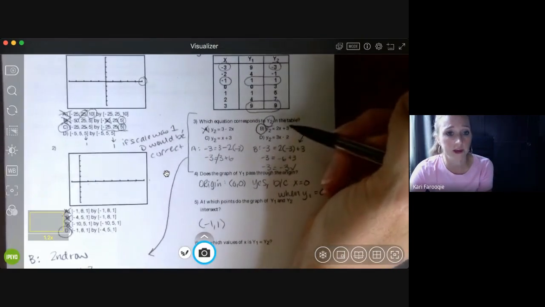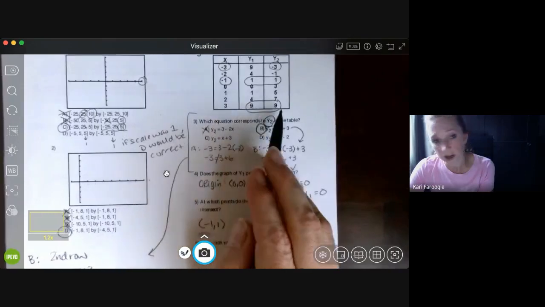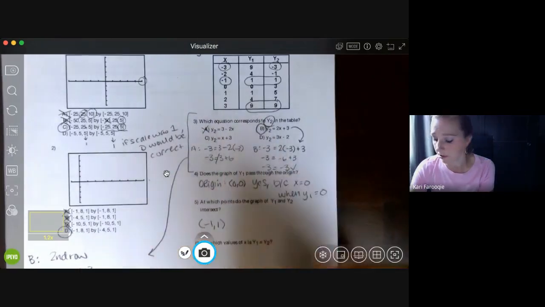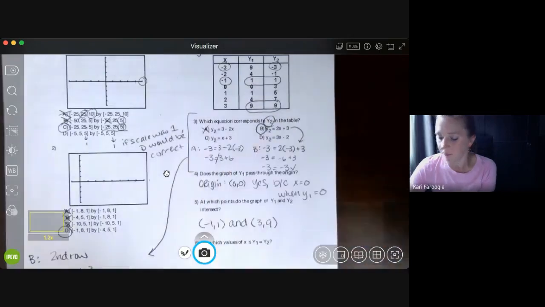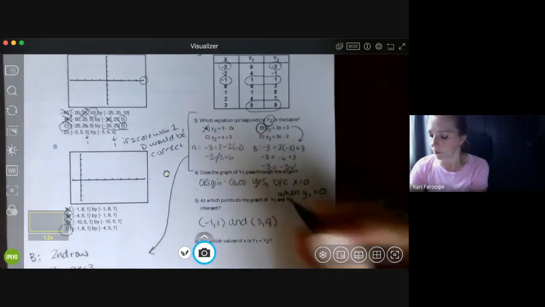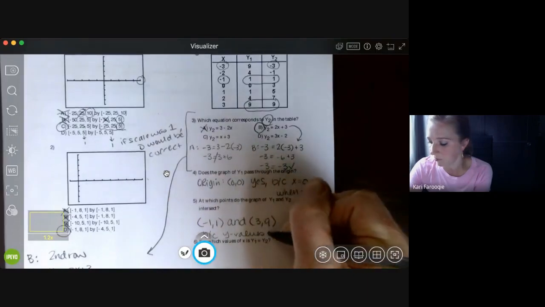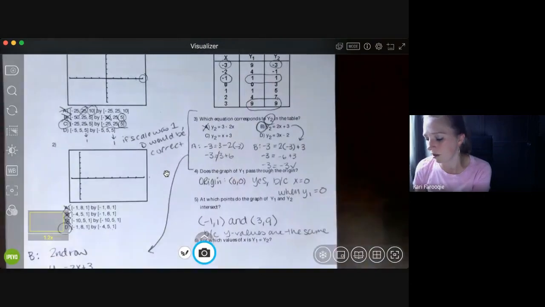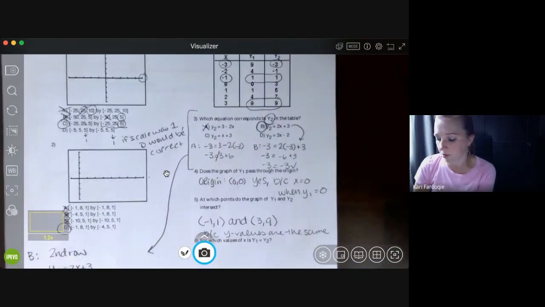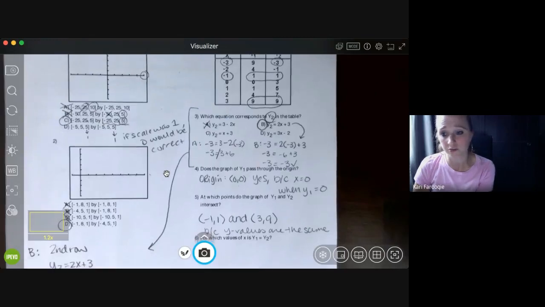This time the values are 9. So when x is 3, y is 9 for both graphs. So that means they also would intersect at (3, 9). And we know this because the y values are the same at these x values. And that actually leads me into the next question.